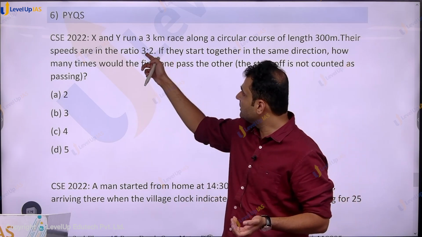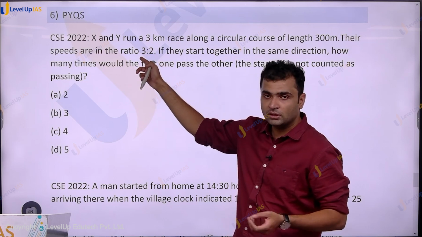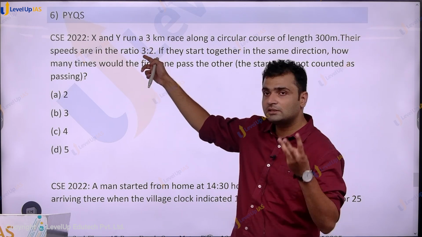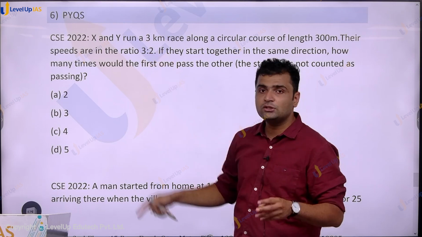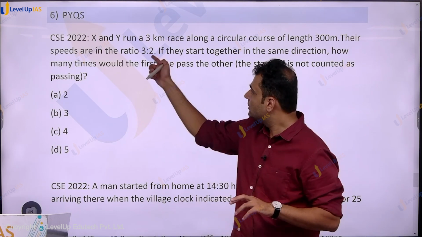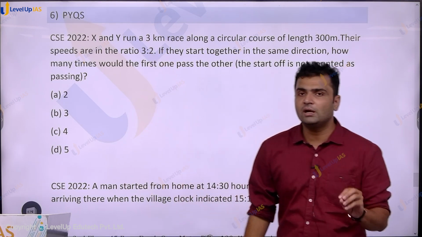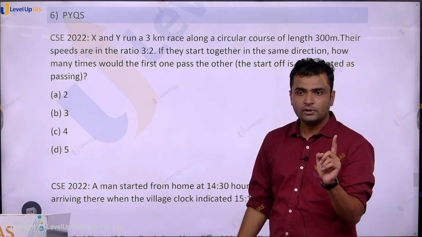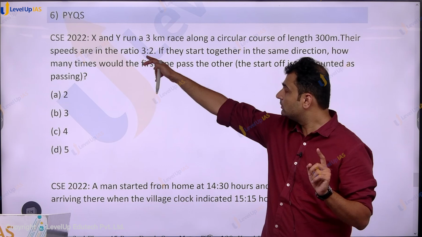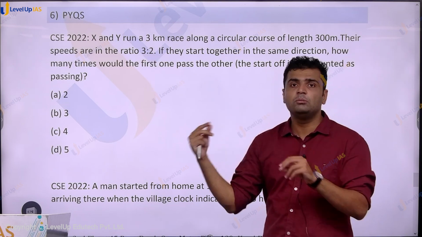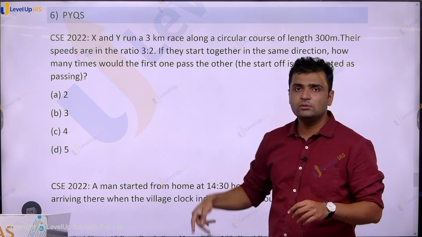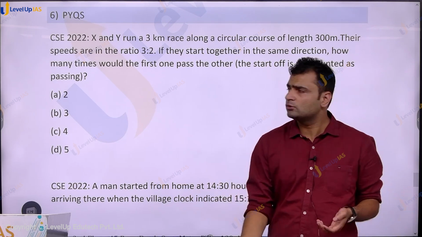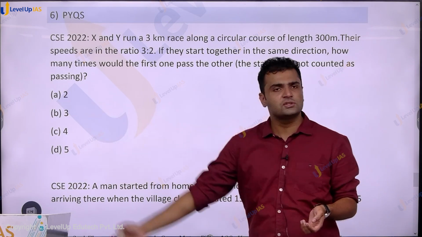So when the first one finishes 3 rounds, if I count distance in rounds, the second one will finish exactly 2 rounds. So at the end of 3 rounds of the first person, there will be one crossing. At the 6th round, there will be a second crossing. At the 9th round, there will be a third crossing. And there are total 10 rounds. So how many crossings are there? 3 crossings are there. Simple.